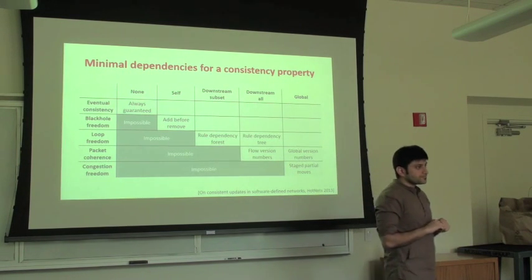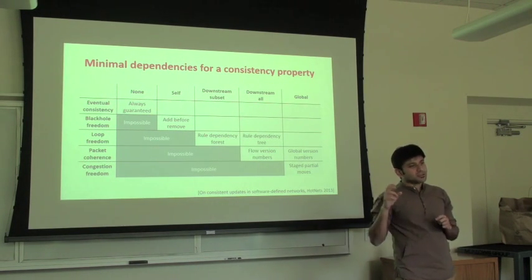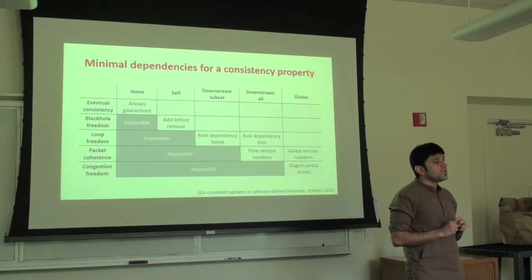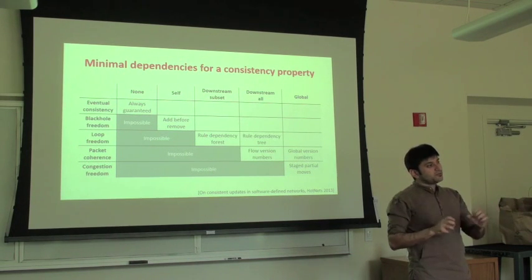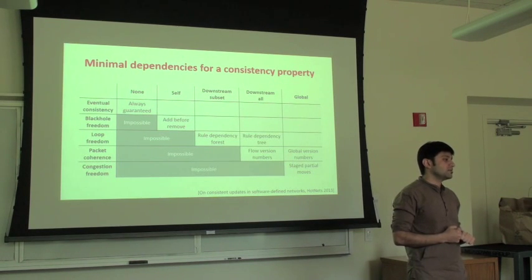But I'm asking, why is congestion freedom impossible if I only depend on a downstream subset of switches? That's because the traffic on the link could be coming from any switch in the network, not just those that are downstream of me. There's a link in the middle, you know, between us. Anybody could be sending traffic on it. That's why.